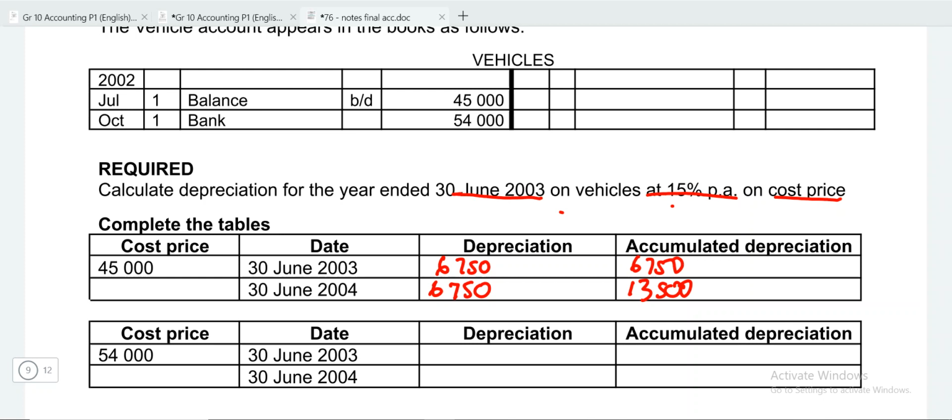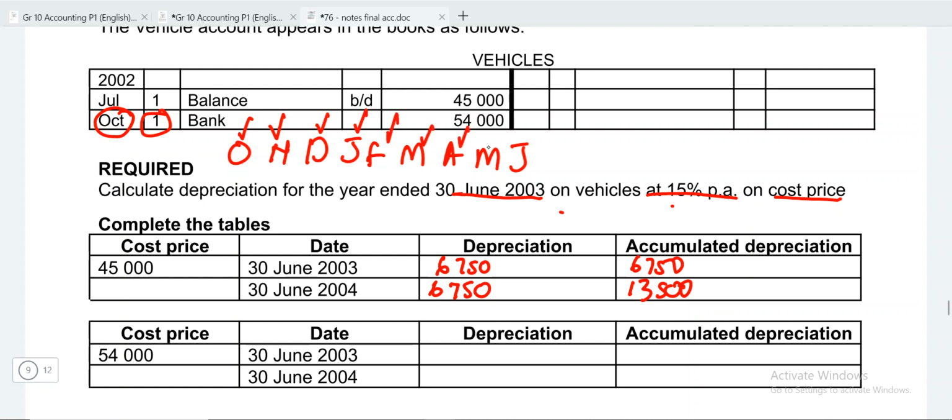Now in this example, what we need to check firstly is, when was the new asset bought? That information is given to us from the ledger account here. They said it was bought on the 1st of October, so meaning that it was with us from October, November, December, January, February, March, April, May, June. We need to know how many months this is. 1, 2, 3, 4, 5, 6, 7, 8, 9. So it was with us for 9 months.